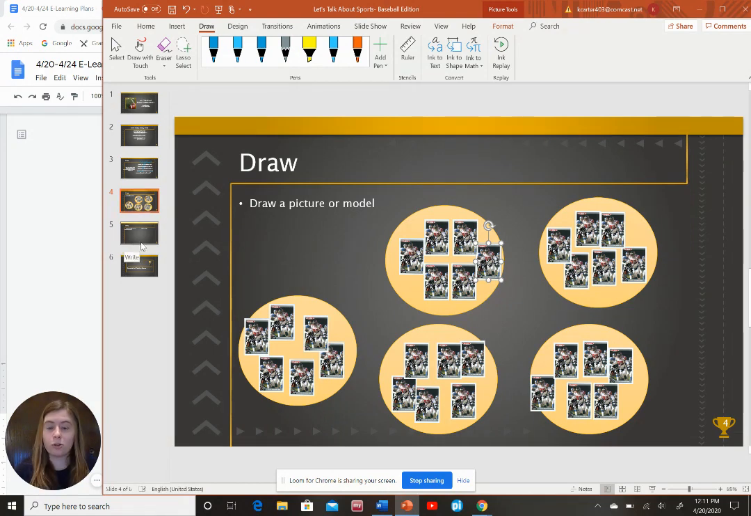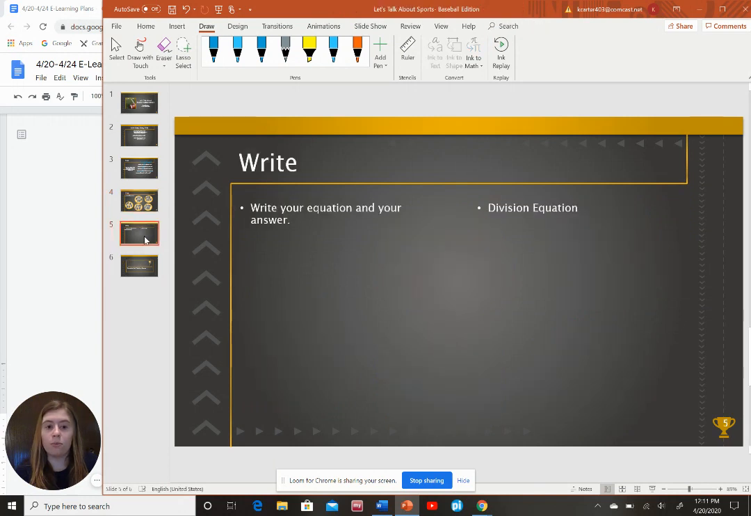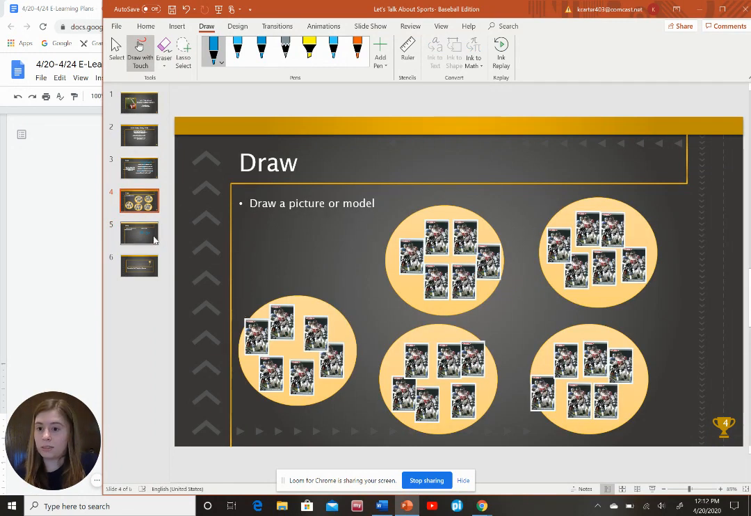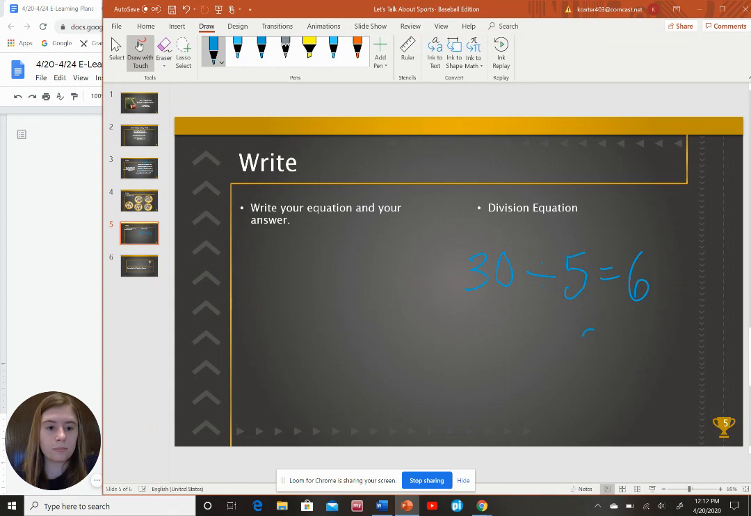Now that we have drawn the picture, we have completed step 2. All we have left to do is write. First we're going to write our equation. If you think back to the number we started with, the parents gave us 30 football cards, so 30 was the whole. Then we divided those cards into 5 different groups to represent the 5 different brothers. Once we did that, we saw that in each group, there was going to be 6. So each brother got 6 cards. That is our equation.